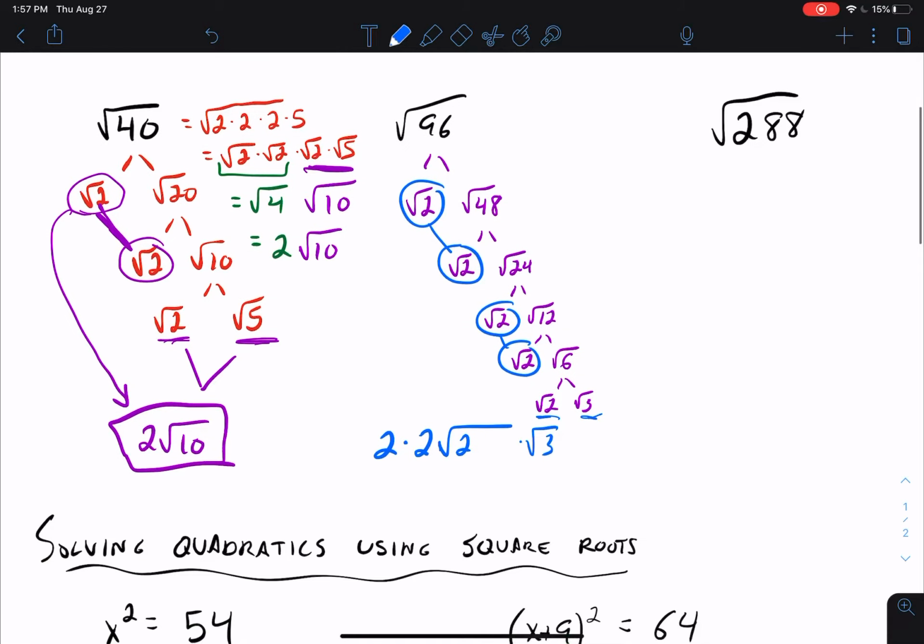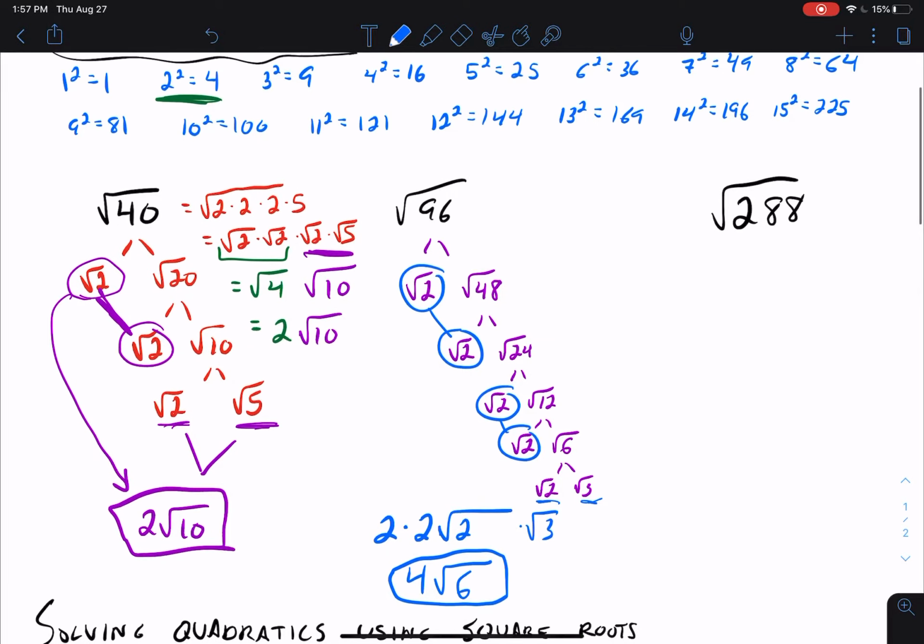All right, so outside 2 times 2, that's 4. Underneath the radical, square root of 2 times square root of 3 is going to give me square root of 6.